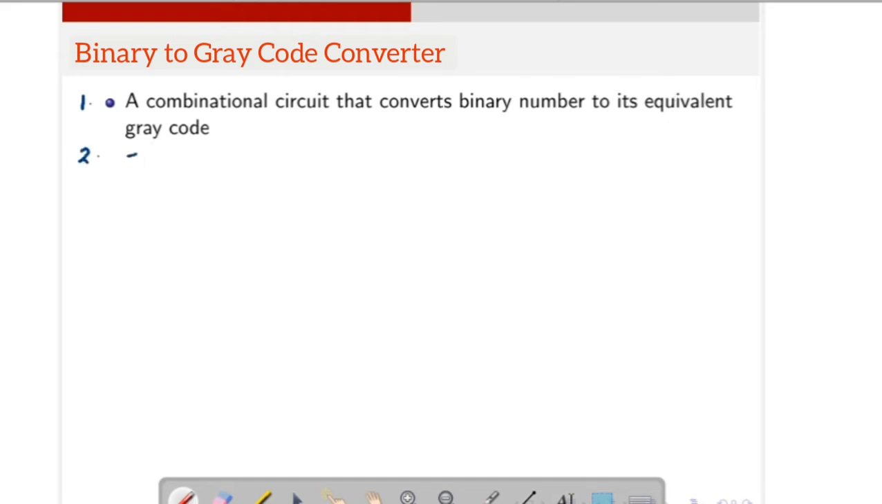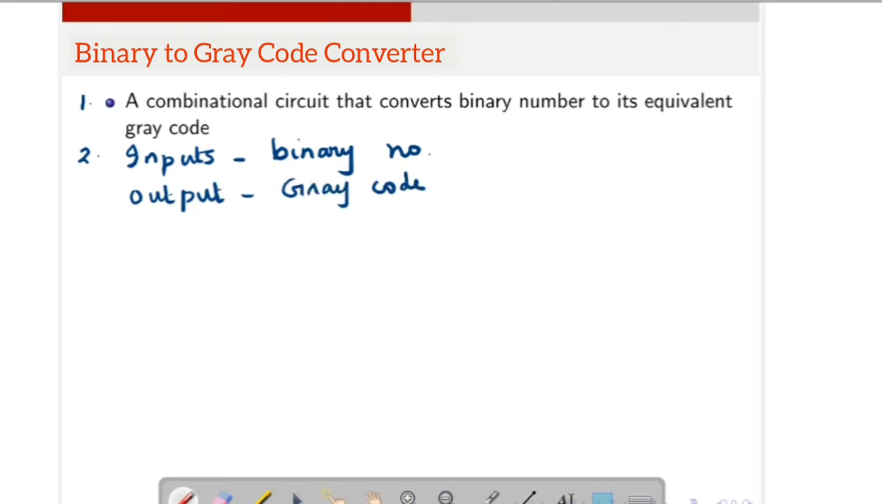So second step is identify the available inputs and the required outputs. So here the input is a binary number. Binary number is given as the input of the combinational circuit and it produces the equivalent gray code. So output is a gray code, right?